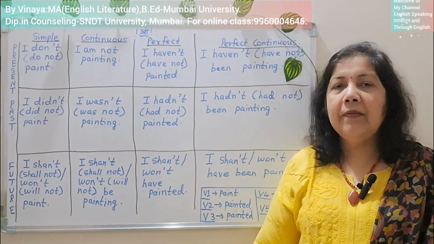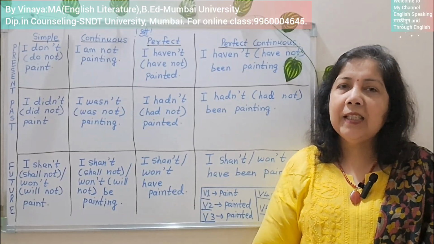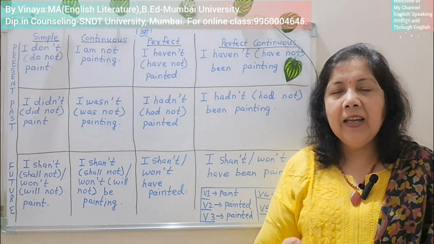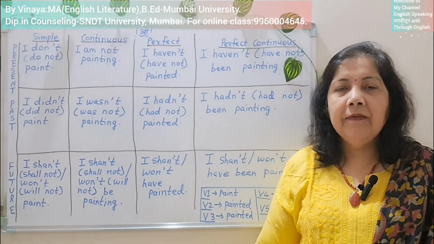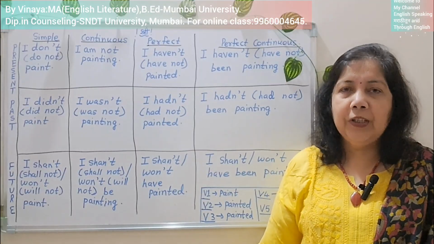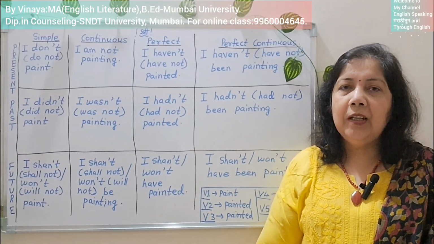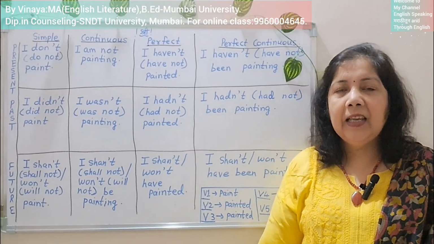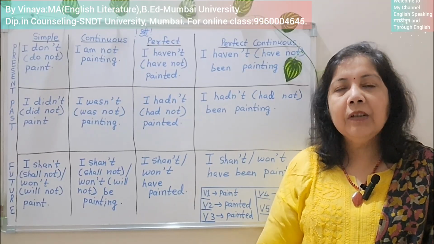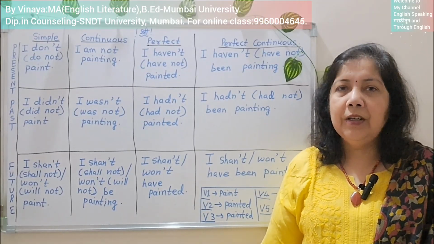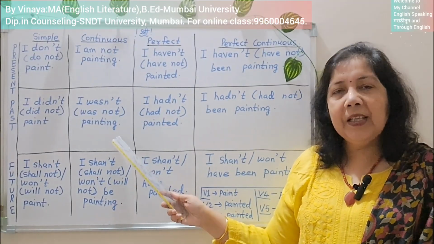Now when is was and when is were? When the subject is singular, for example I, he, she, it, we use was not, wasn't. When the subject is plural, example we, they, you, we use were not, weren't. Otherwise the formula remains the same.